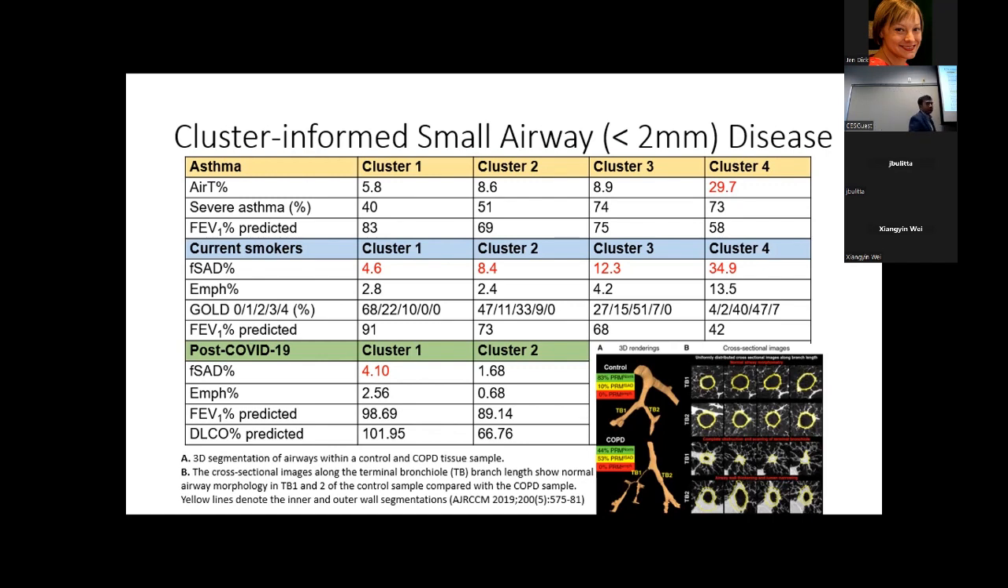For current smokers, you can see small airway disease, FSAP, appear in all clusters and increase with severities. And for post-COVID subjects, it only appears in 1 cluster. There are 2 clusters for post-COVID patients. So we are going to use that information to explain why the positions in different clusters between different diseases are different.